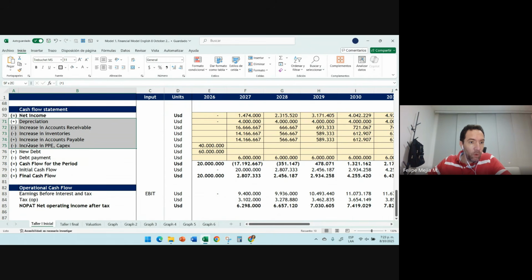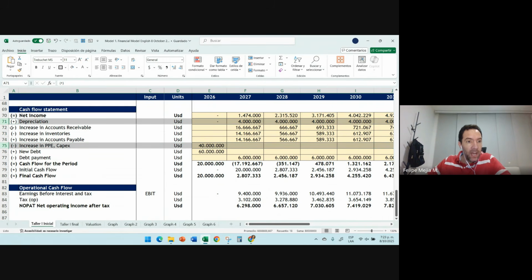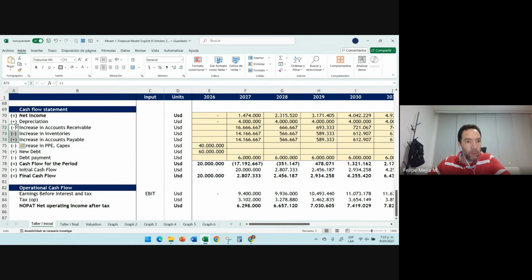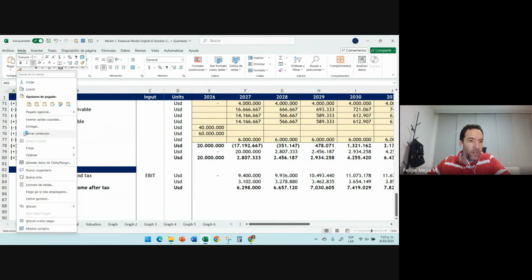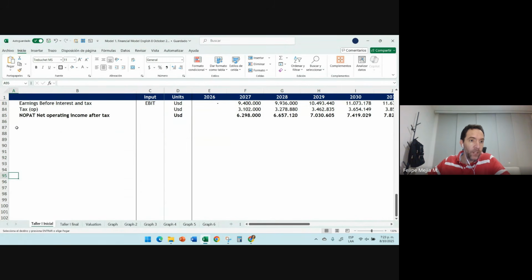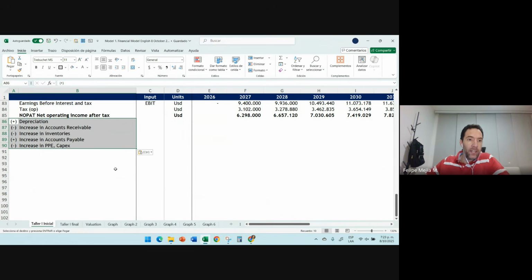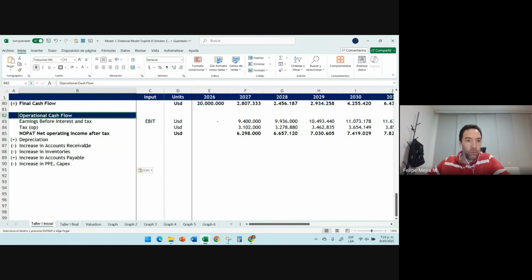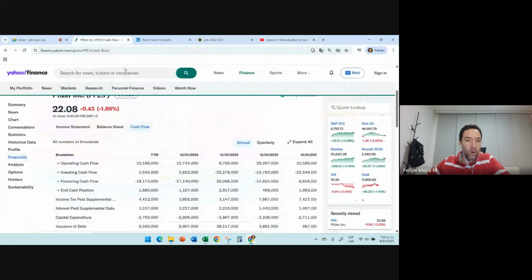But if we take all these 5 components, depreciation, CapEx, which are investing activities, and the change in working capital components, which are operating components, then we will get what we call the operational cash flow. Again, the operational cash flow that we're calculating here is not the same as the operating cash flow we would get in a traditional accounting.